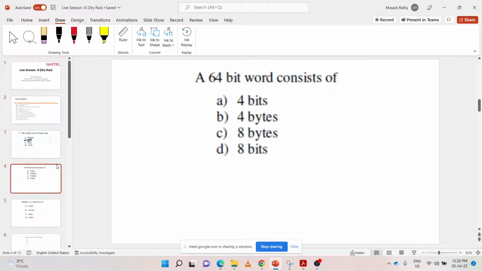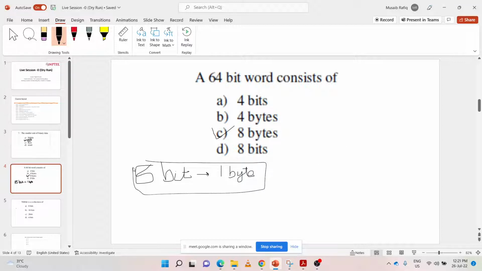Then we have another question: what does a 64-bit word consist of? As I said previously, 8 bits make up a byte. So if we divide 64 by 8 bits, it means that a 64-bit word is an 8-byte word. So the answer to this question is 8 bytes. 8 bytes equal 64 bits: 8 times 8 is equal to 64, as 8 bits equal 1 byte.